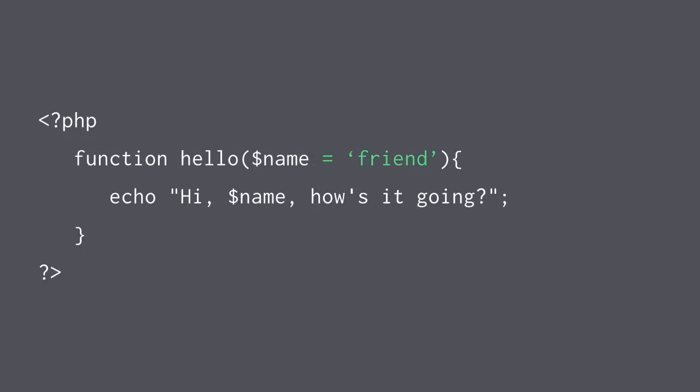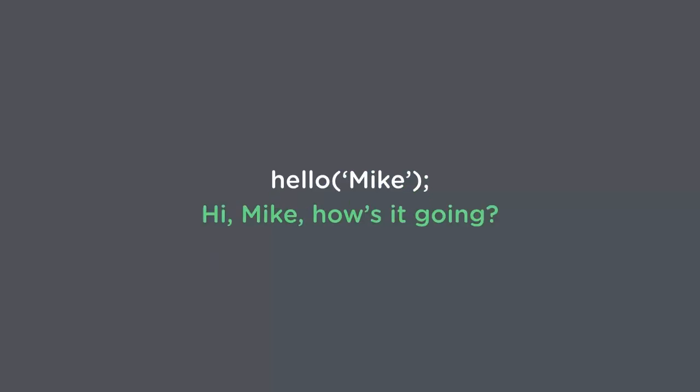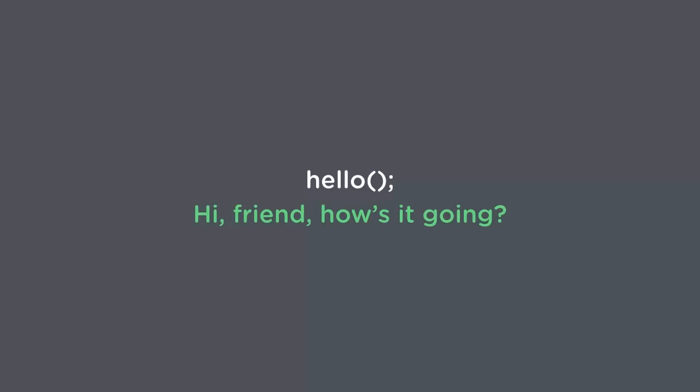That way I can pass through an argument like this. So I'll say hello and then Mike. That way it'll say, hi Mike, how's it going? But if I choose to just pass through hello, remember we didn't define anything outside of the function scope like before, but now it's going to say, hi friend, how's it going?